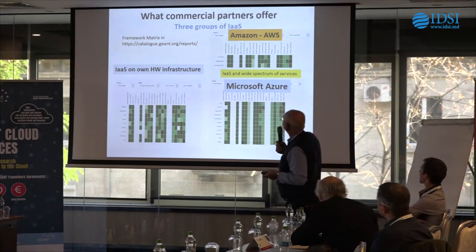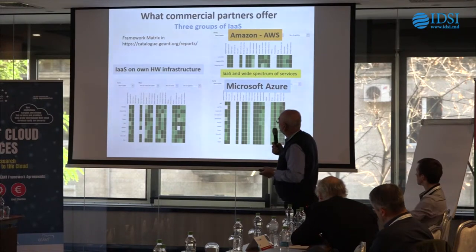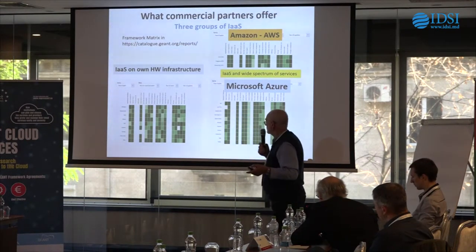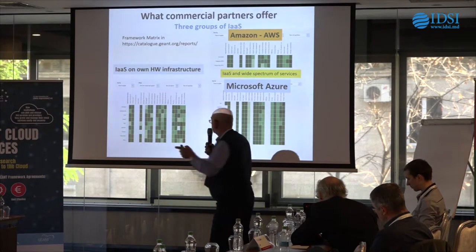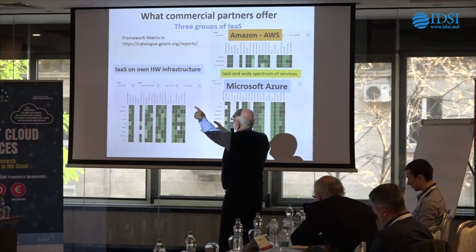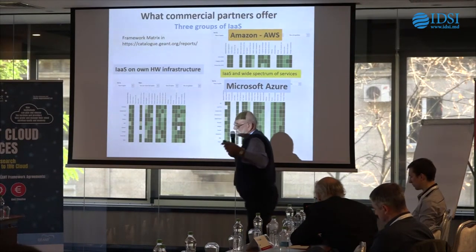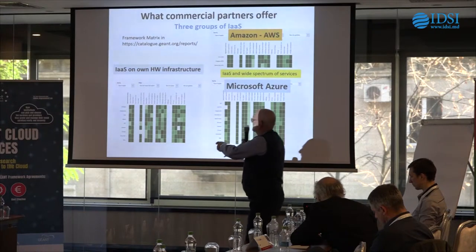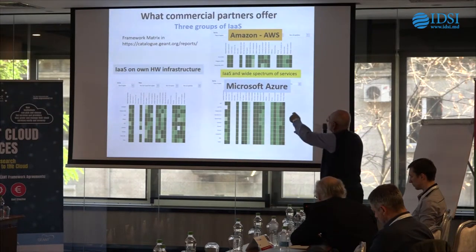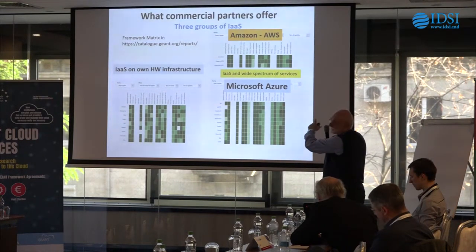So maybe you visited the web pages of the GN cloud. They offer many providers of services, but frankly speaking, they provide only three groups of clouds. One offers IaaS on its own hardware infrastructure. So these companies have their own data centers and they offer only IaaS on it. The other companies offer Amazon AWS or Microsoft Azure.